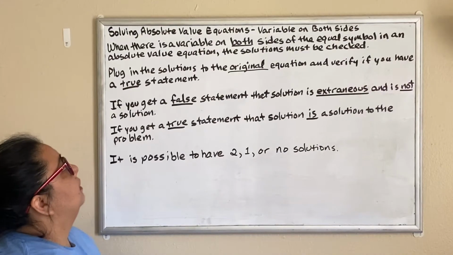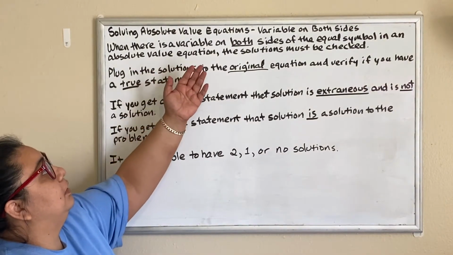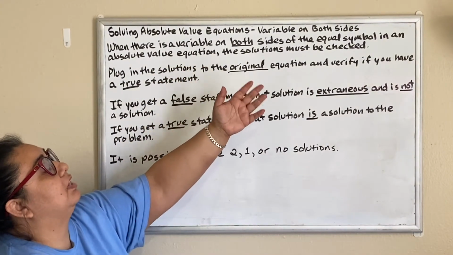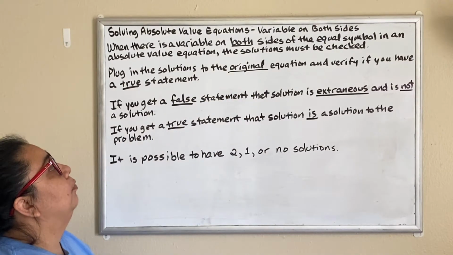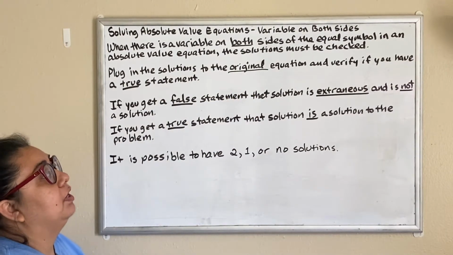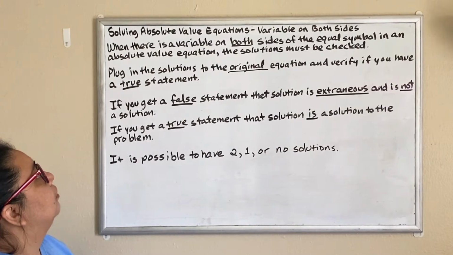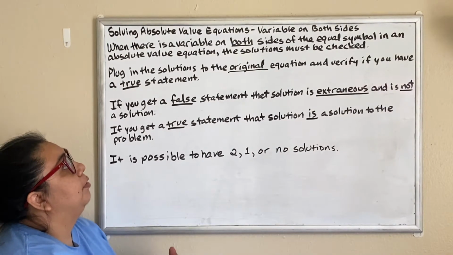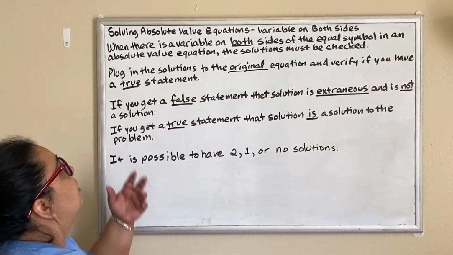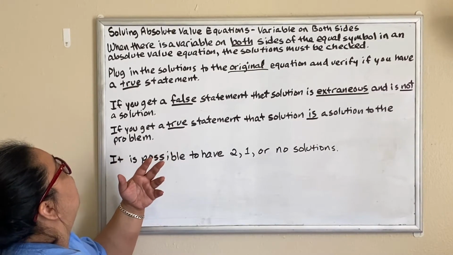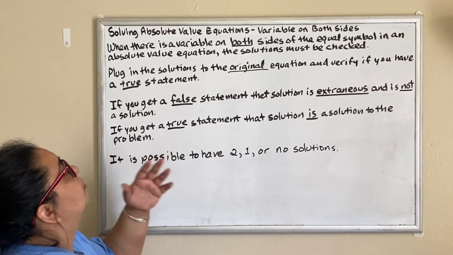Everyone. Today's topic is going to be solving absolute value equations with the variable on both sides of the equal sign. So we're going to continue our topic on solving absolute value equations. A few things you need to know when you have a variable on both sides of the equal sign: if there's a variable on both sides, then the solutions must be checked.